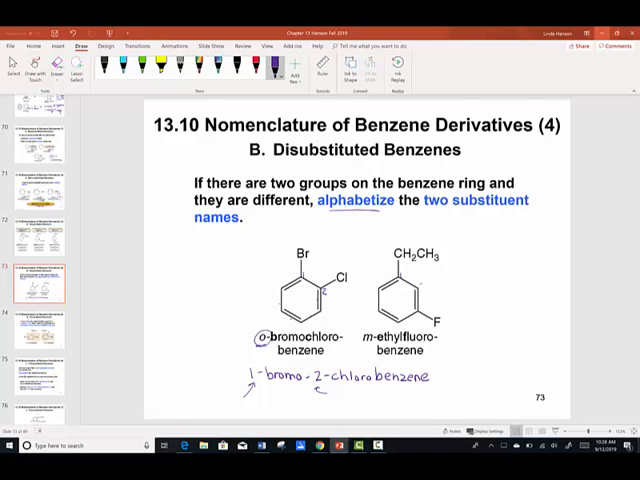Notice here you have the position of 1, 3. Going by the alphabet first, position 1 gives priority to the ethyl group. Position 3 gets fluoro. Based on the alphabet, meta-ethylfluorobenzene is 1-ethyl-3-fluorobenzene, which is correct. It's just that you hear more often the meta position.